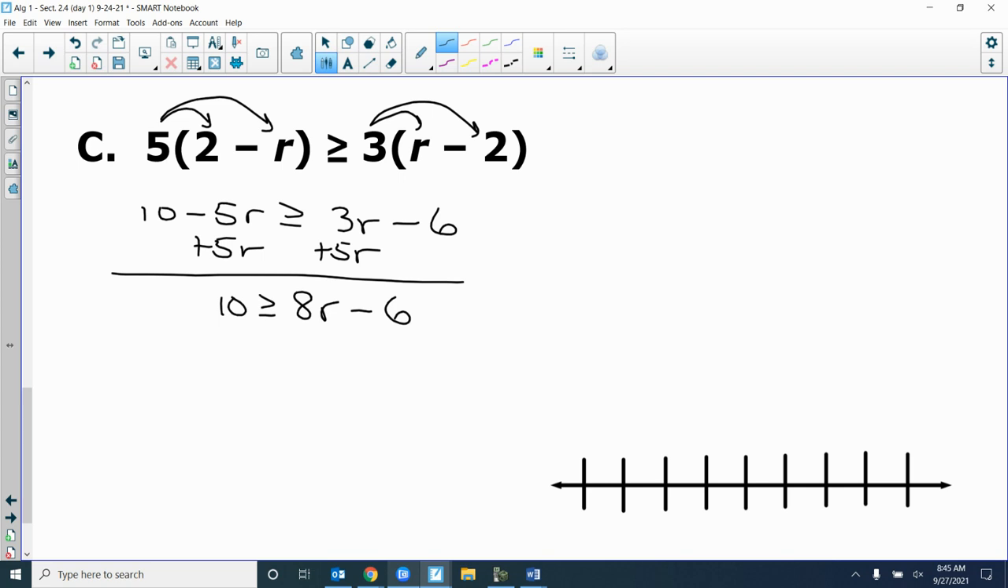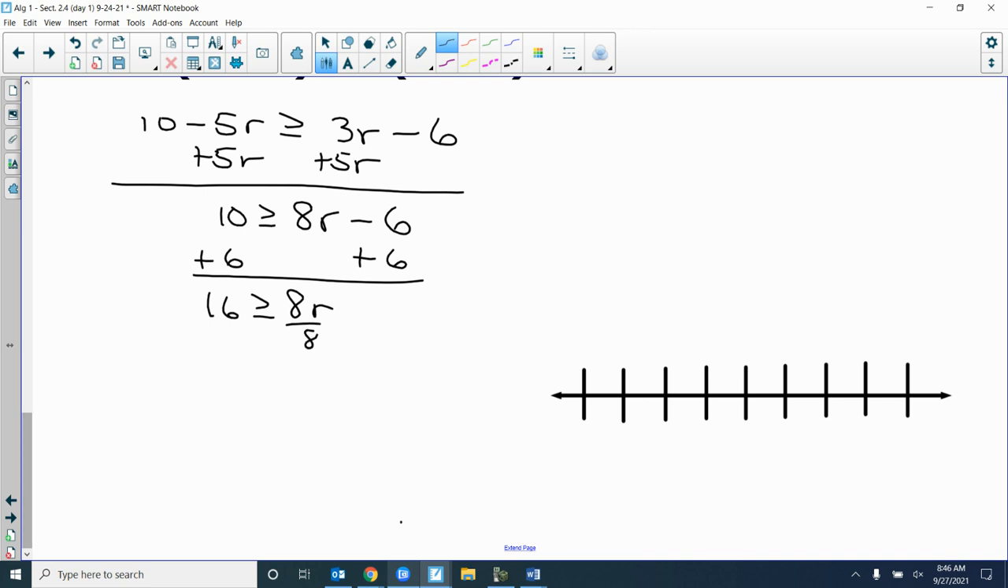All right, once we get to that point. Okay, Addie, what do you think? I take the negative 6 and turn it into a positive and add it to 10. Good. We're going to add positive 6 to both sides. I get 16 is greater than or equal to 8r. Divide by 8. Divide by 8. That's 2 is greater than or equal to r.